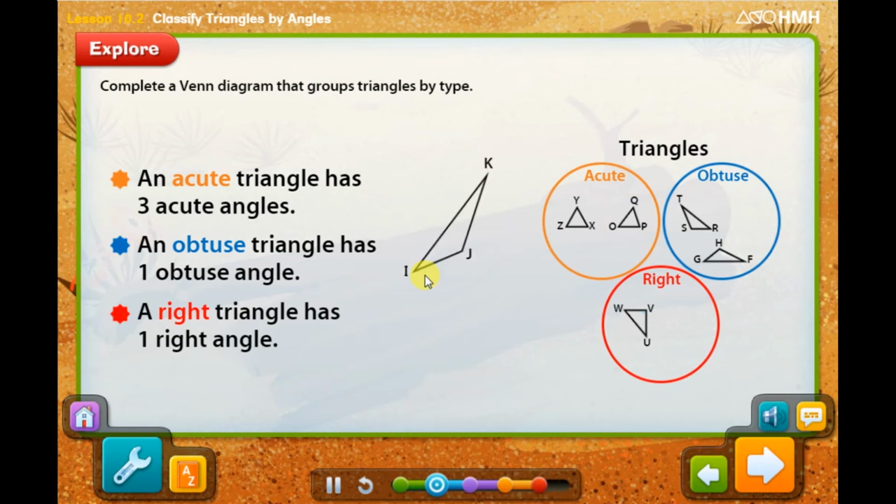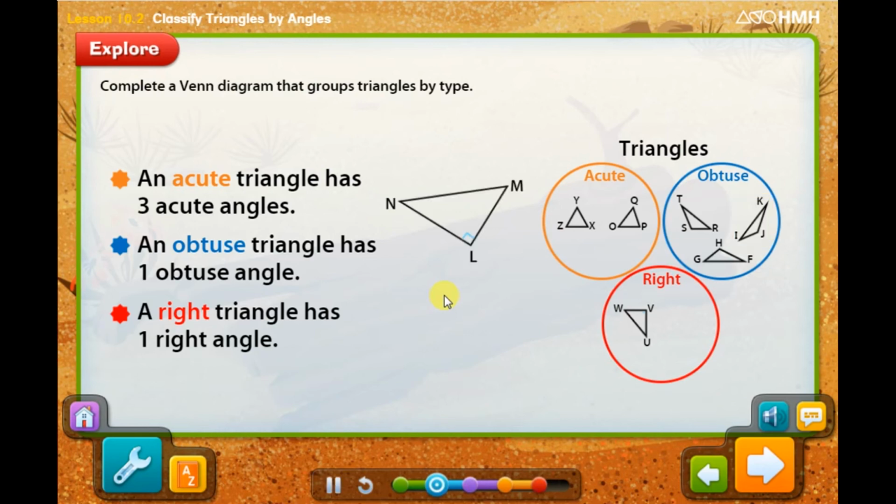Let's see about triangle KIJ. Acute, acute, but obtuse here. So it is one obtuse. This means obtuse. It has one obtuse angle. What kind of triangle is triangle KIJ? It's an obtuse triangle and belongs in the blue section of the Venn diagram.